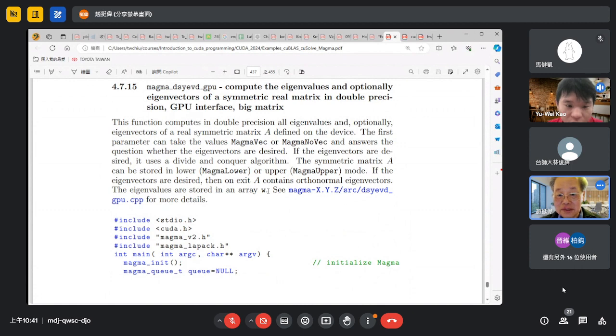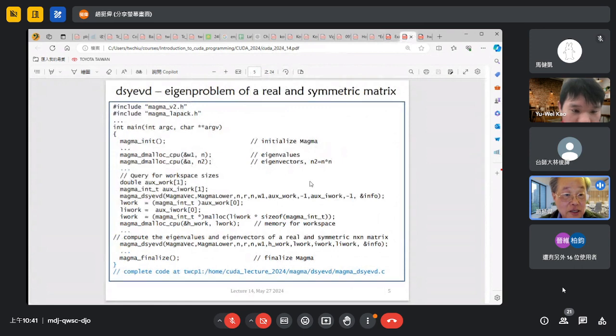I have one more question, on this page. Here I see MAGMA lower and MAGMA upper, but what does that mean in this routine? Let's see. You are seeing my slide here, right? Yes, exactly. This is MAGMA upper and MAGMA lower. It's kind of the MAGMA routine.